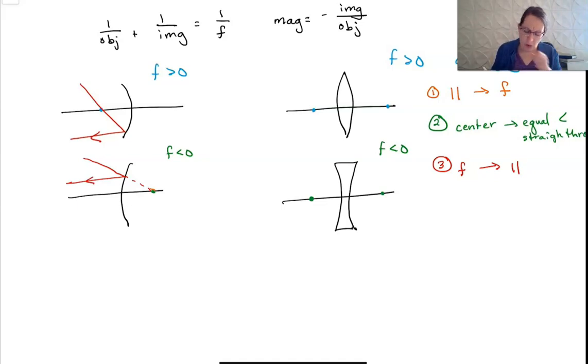Okay, it comes through this focal point on that side. Like that. And then it's going to come out parallel. Okay? And similarly, it's going to look like it's coming from this focal point. Remember these lenses. So coming from the focal point and then comes out parallel.